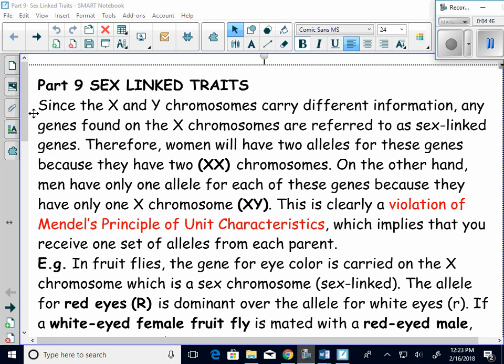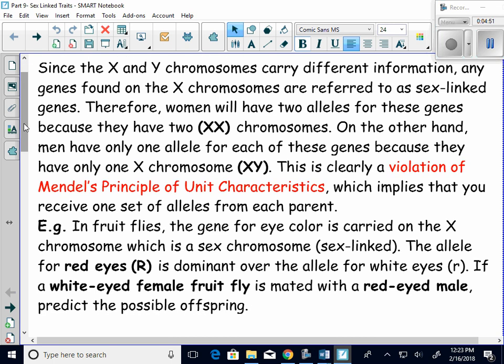Now, here's our first example. In fruit flies, the gene for eye color is carried on the X chromosome, which is a sex chromosome. So this is a sex-linked trait. The allele for red eyes, capital R, is dominant to the allele for white eyes, lowercase r. So if a white-eyed female fruit fly is mated with a red-eyed male fruit fly, predict the possible offspring.